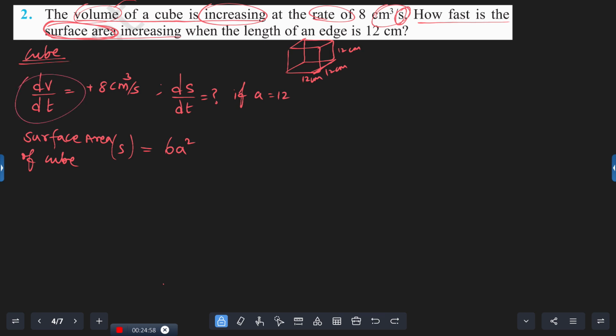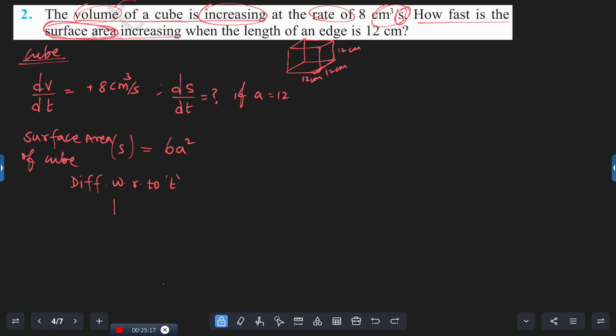With respect to what do we have to find it now? See the condition which they have given. They have given t. t means we have to differentiate with respect to time. So differentiate with respect to t only. I'm finding these things by using the volume only.